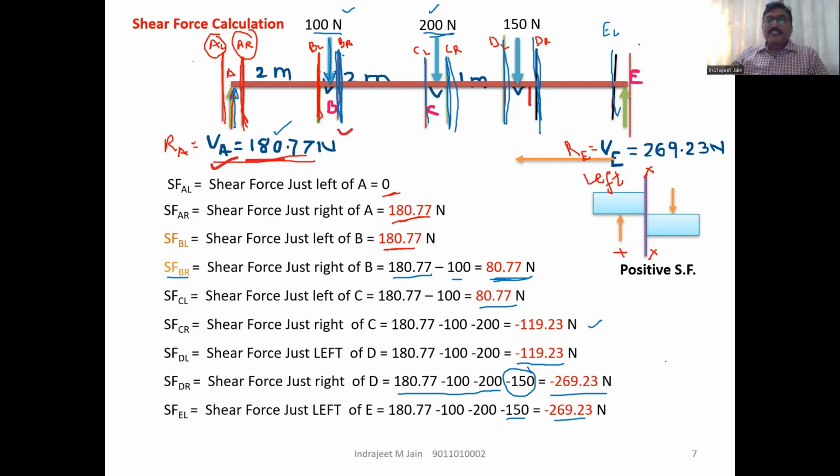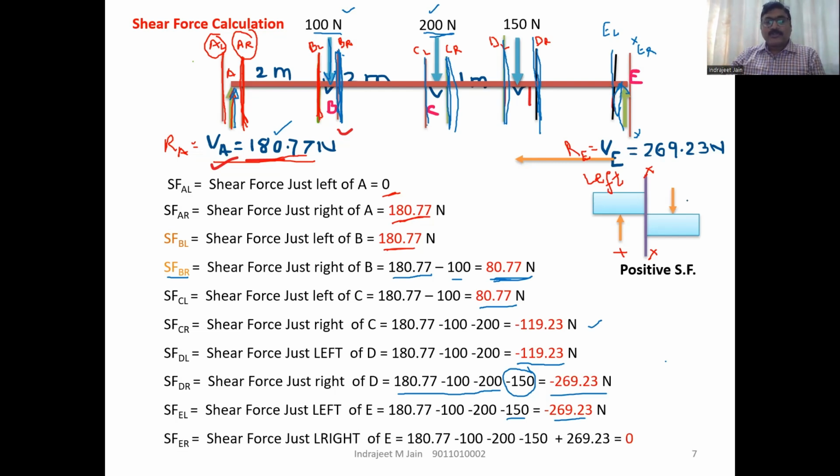Now after that, the last point is E right. When you take this section, E right, all the previous values are added, and on the left side of this section there is an upward reaction, which is positive. So here you can see the upward reaction is 269.23, which is positive, and the final output at E right is 0. Like this, you can find the shear force at various sections along the length of a beam.